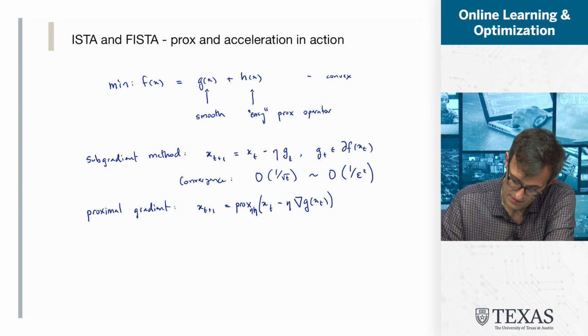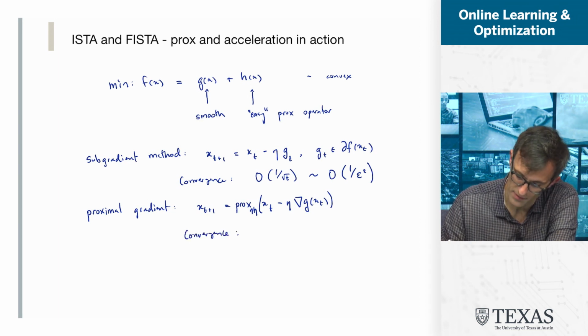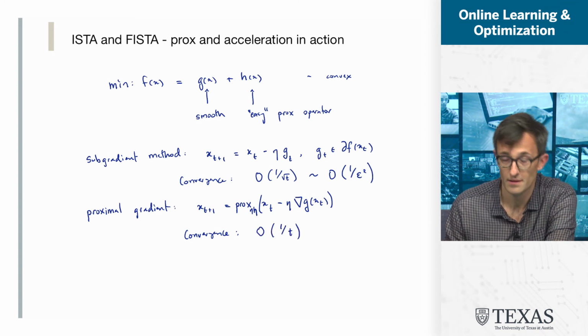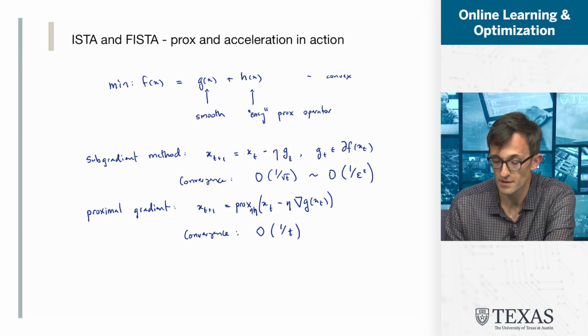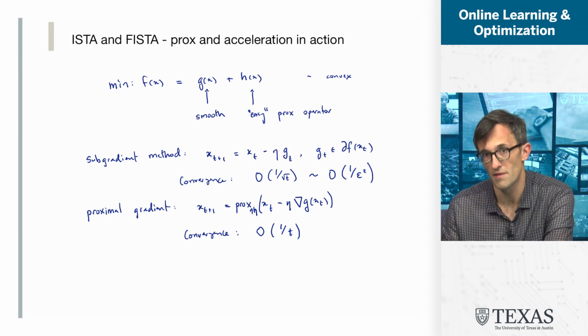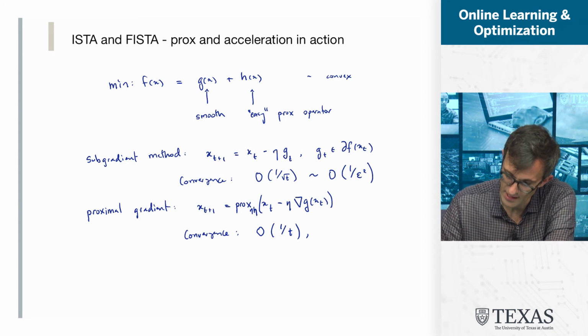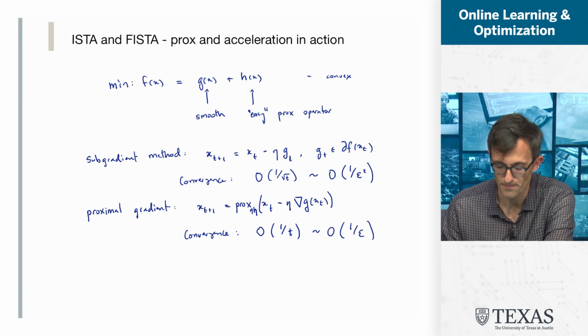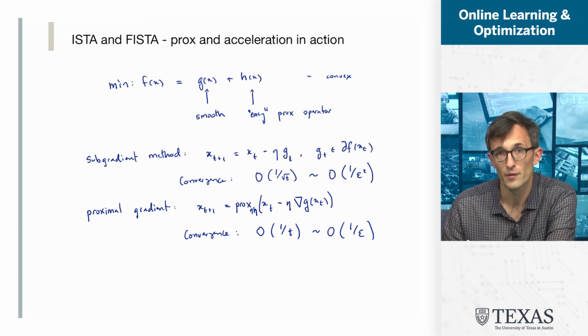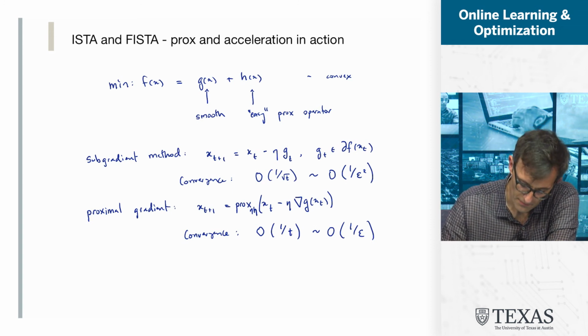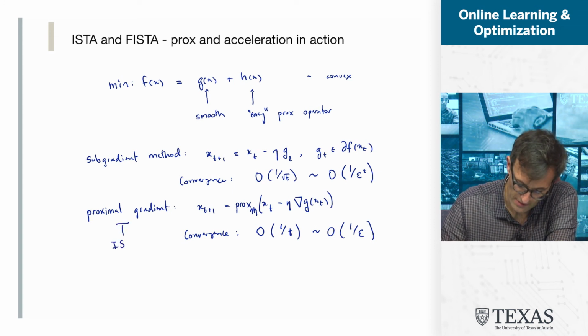And this has convergence, as we showed in the previous lecture, of order 1 over t. Unless, of course, g is also strongly convex, in which case we showed that we get even faster convergence, but we're not going to think about that for the time being. Which is the same as writing that I need 1 over epsilon iterations. So this is going to be ISTA.